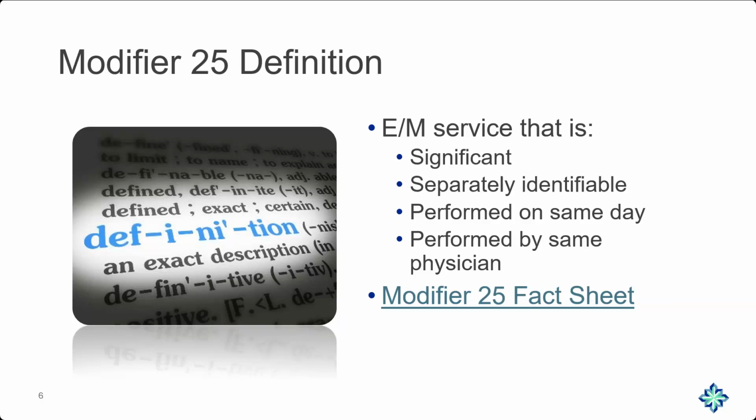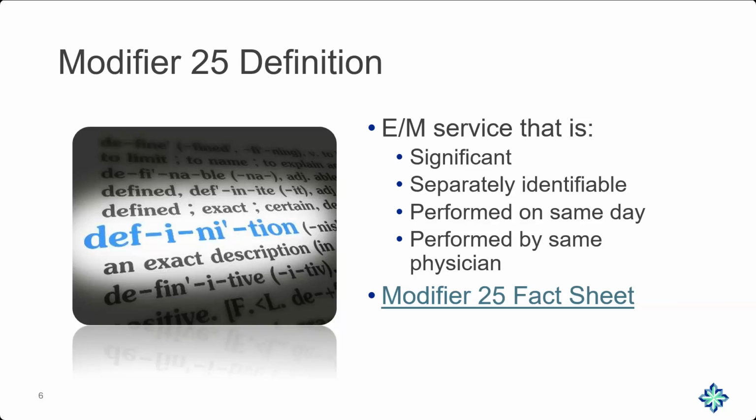So the definition of modifier 25 tells us that the service, as I said, was billed as a significant or separately identifiable evaluation and management service that was performed by that same provider or other qualifying healthcare professional on the same day of the procedure or the other service. So breaking that down, to use modifier 25, the E&M has to be significant, so above and beyond what's typical. It has to be separately identifiable. It has to be performed on the same day.